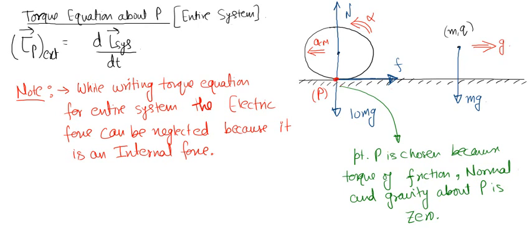Now one important point here is, in this figure I have not shown the electric force. Why? Because it is an internal force. So it is important to note that while writing the torque equation for the entire system, the electric force can be neglected, because it is an internal force. Basically, the net torque of the electric force will be equal to 0. So there will be no term corresponding to the electric force while I am writing the torque equation for the entire system.